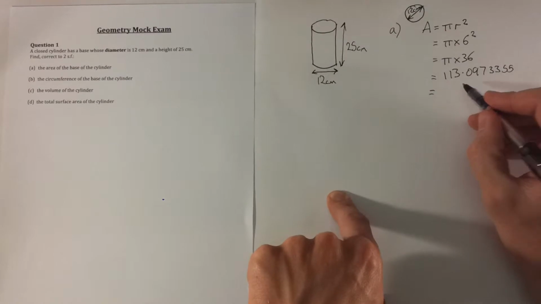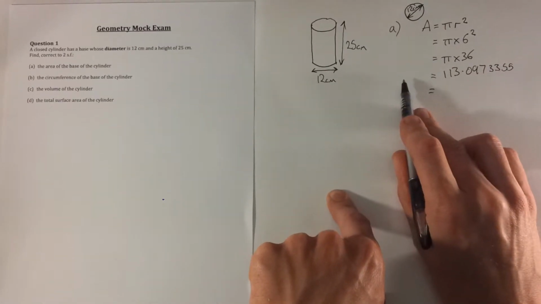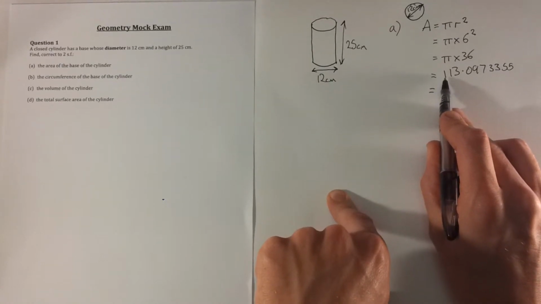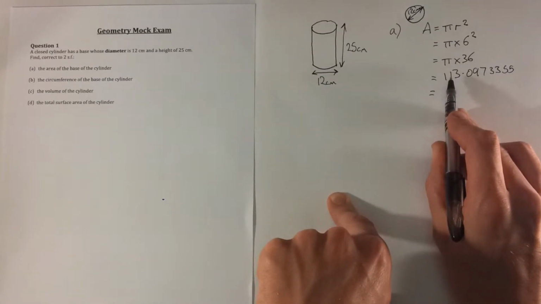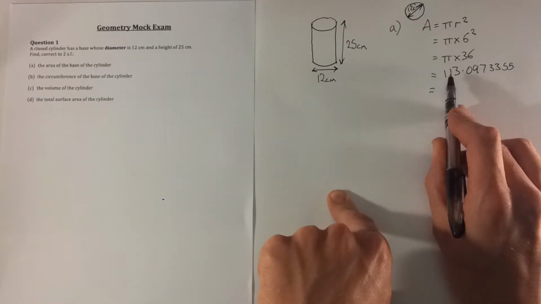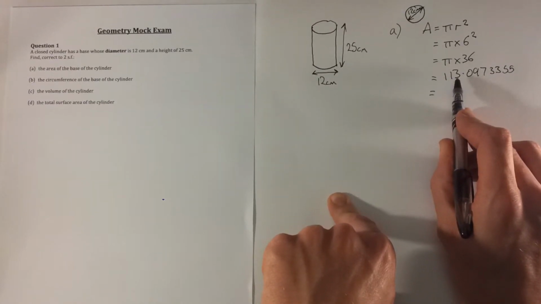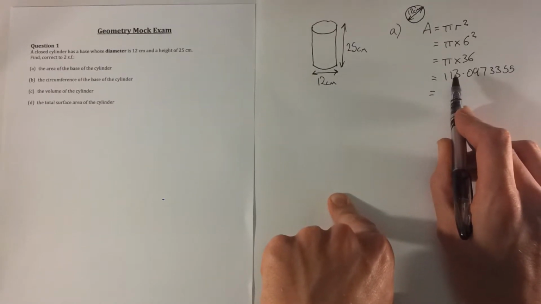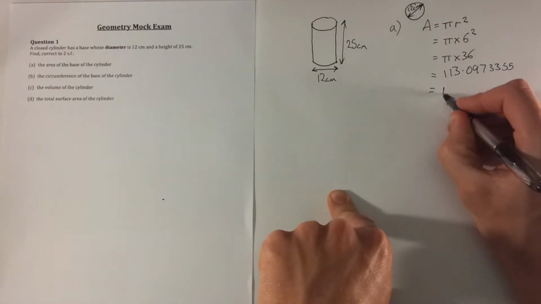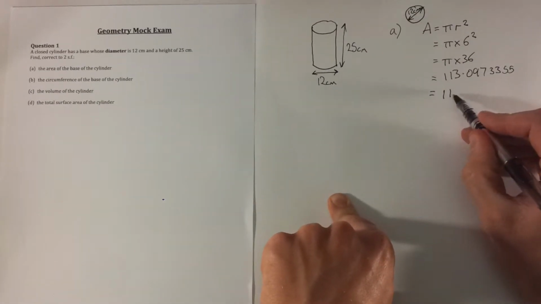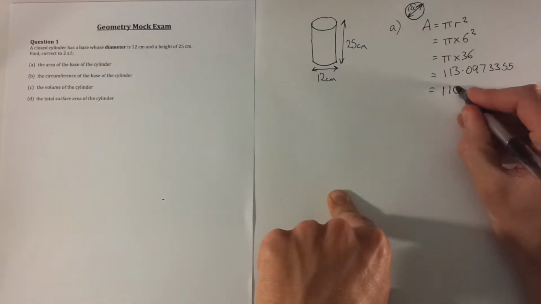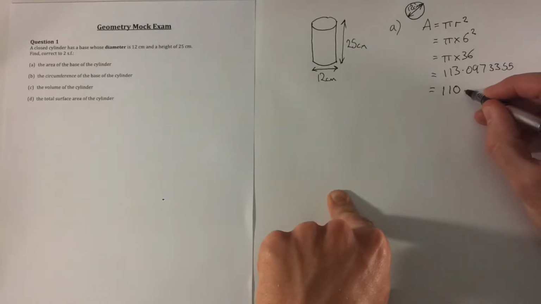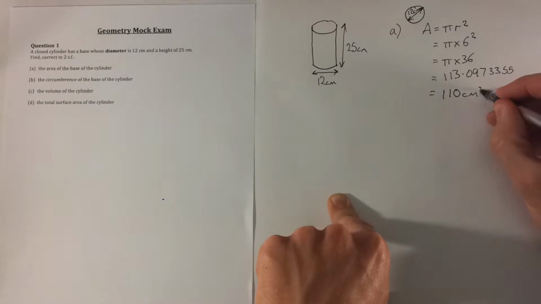So if we look at this number, the first significant figure is the first non-zero digit from the left, so that's the 1 there, and then that's the second significant figure. So we need to consider this number. Because it is below 5, this number stays as a 1. In order to bring this close to this value, we have to replace the 3 with a 0. So the final answer to part A is 110 centimetres squared.